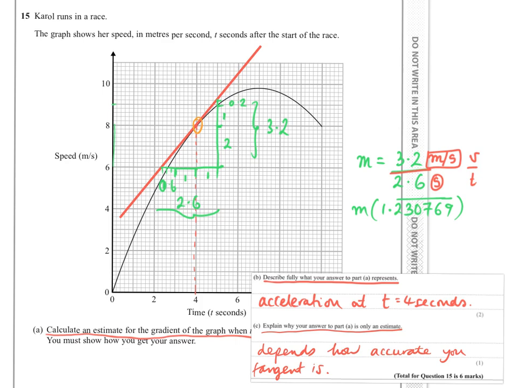But then just don't be clumsy with the ruler and try and have a sharp pencil, and you'll be reasonably accurate. And they'll give you a tolerance in the exam anyway, so you'd have to be pretty bad to get it wrong. So that's the reason. It depends how accurate your tangent is, and how you construct it. So that's the answer to part C.